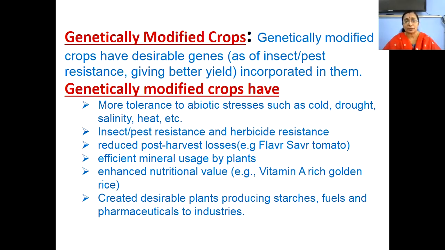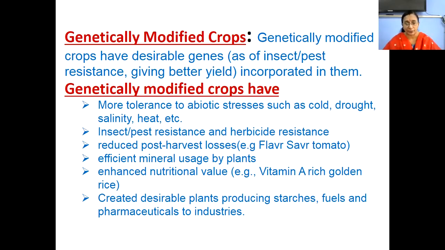Herbicide resistance is important because generally when weedicides are applied to the crop fields to kill weeds, sometimes the crop plants also get affected. So if they are herbicide resistant, they will be resistant to the application of weedicides. Then being pest resistant or insect resistant means we can reduce our dependence on chemical pesticides, so it will help nature also. Then another is to reduce the post harvest losses.